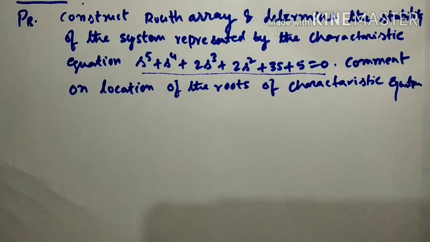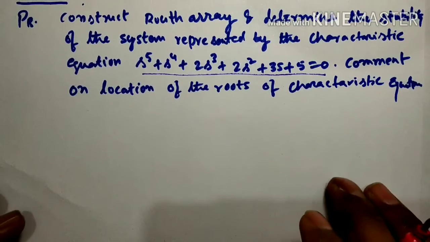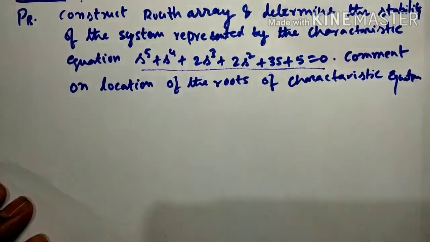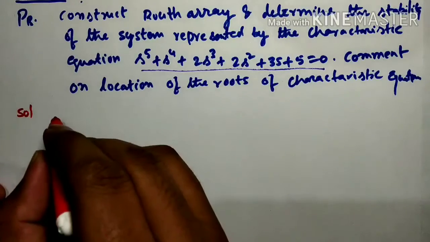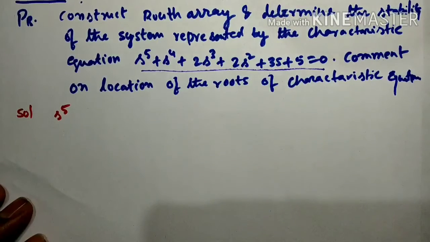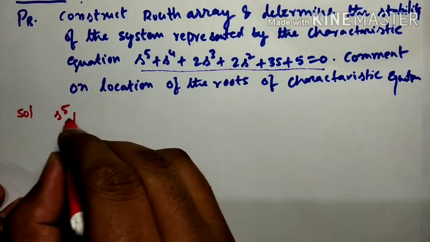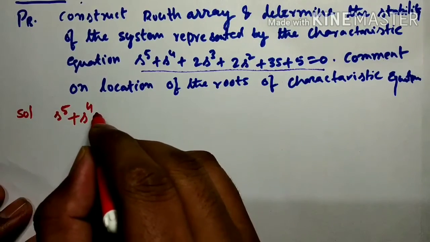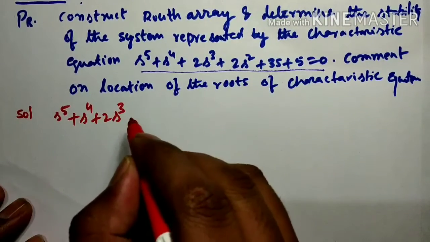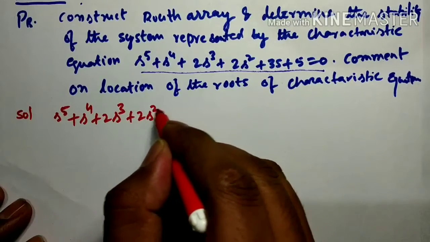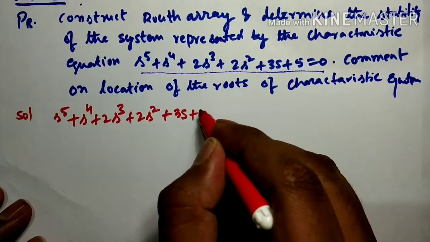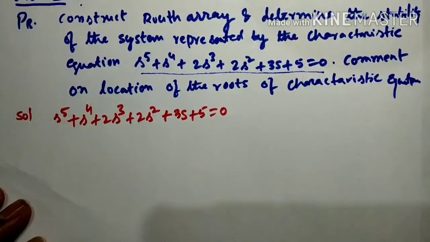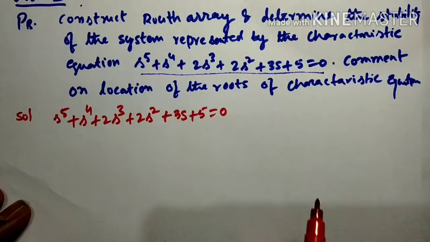So we formulate the Routh stability criterion. What is the given equation? The given equation is s^5 + s^4 + 2s^3 + 2s^2 + 3s + 5 = 0. This is the given characteristic equation.